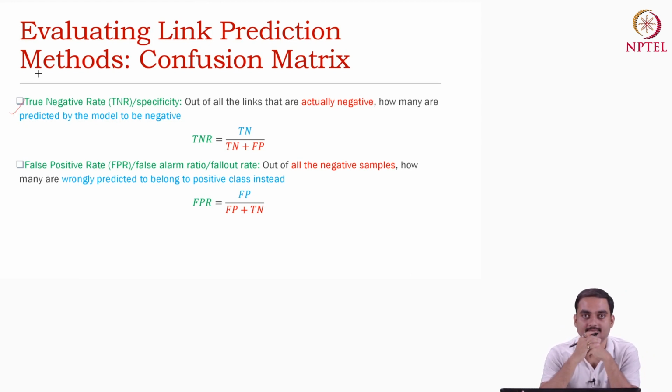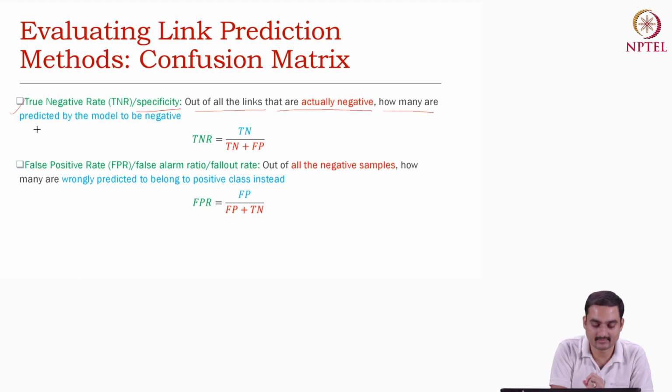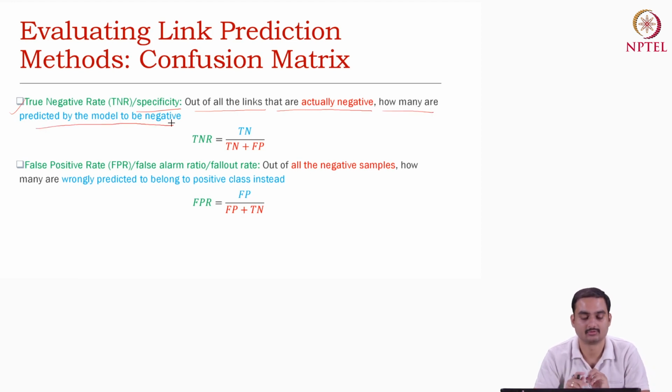True negative rate, TNR, this is also called specificity. I will use this term later. So true negative rate is basically, out of all the samples that are actually negative, how many are predicted by the model to be negative? True negative rate.